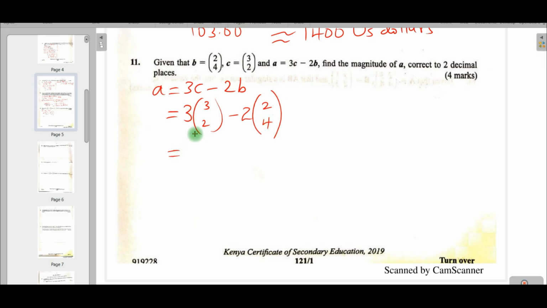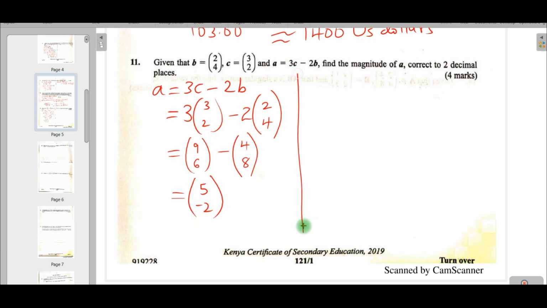Then multiply by the scalar: 3 times 3, that is 9, 3 times 2, that is 6. Then minus 2 times 2, that is 4, then 2 times 4, that is 8. So we subtract the corresponding elements. 9 minus 4, that is 5. Then 6 minus 8, that is minus 2.